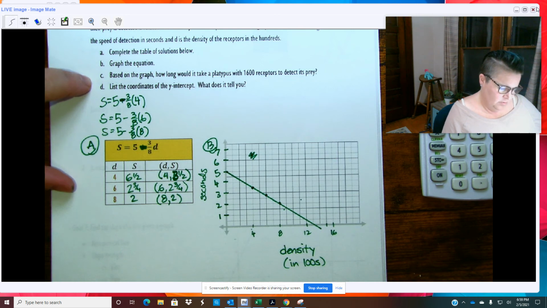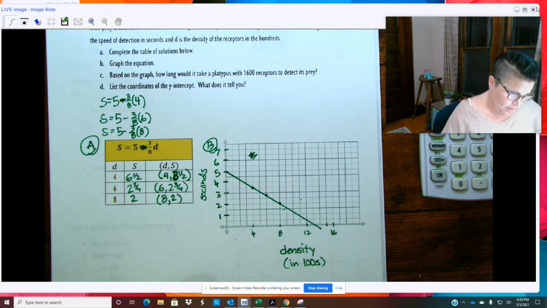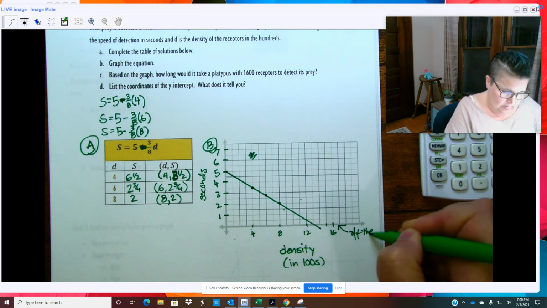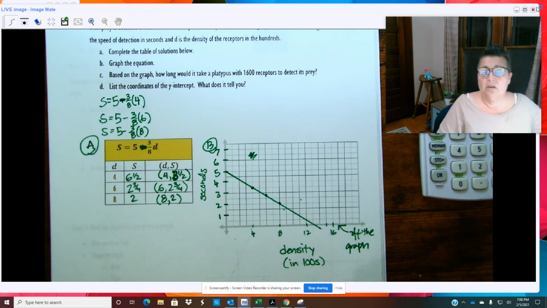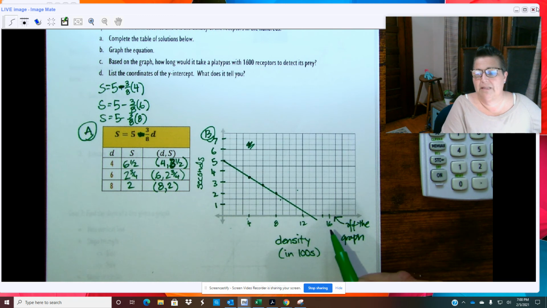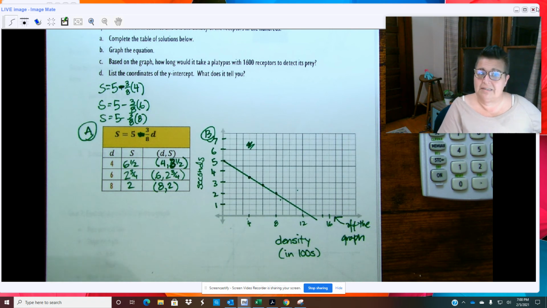Based on the graph, how long would it take a platypus with 1,600 receptors to detect its prey? Well, 1,600 is way over here. It's off the graph. Remember, this is 16, but it's in hundreds. So when they ask me about 1,600, they're really asking about 16 in general. And basically what happens here is that according to this, if it had 1,600 receptors, it could detect its prey instantaneously. In the real world, what this means is probably that 1,600 receptors is not a possibility.